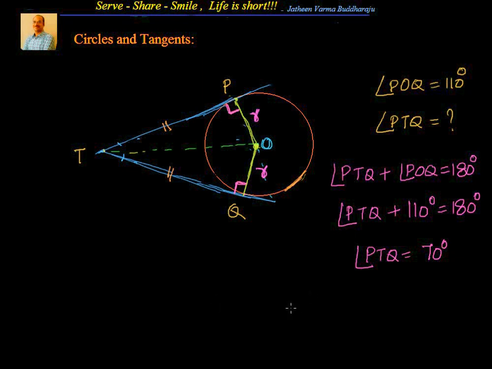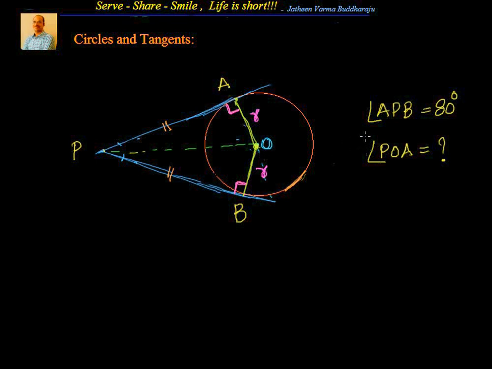Okay, let's do one more problem. Let's look at this example, another simple one. We have been given angle APB is 80 degrees. That means the two tangents are inclined to each other at an angle of 80 degrees. We have to find out what is the angle POA. How to do this one? We have to find out this specific angle. That is the angle in which we are interested.